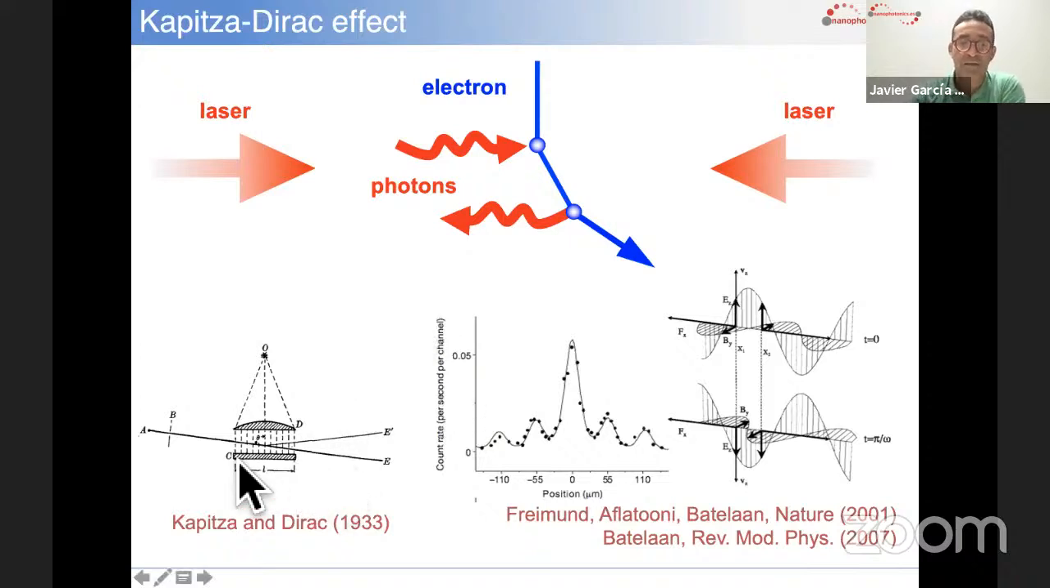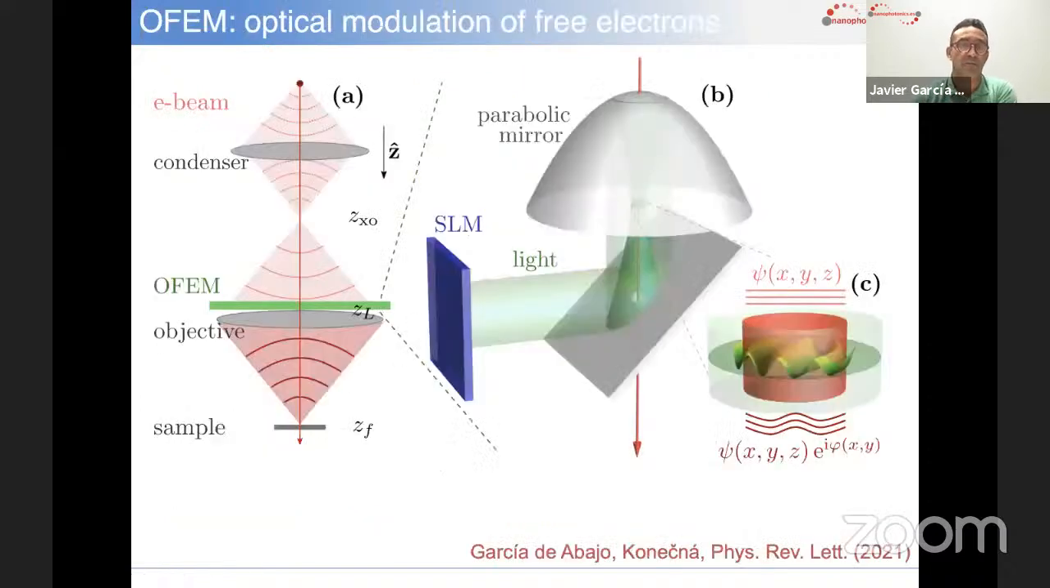So this was the effect that was predicted by Kapitsa and Dirac 90 years ago or so. Of course, at the time they thought that was impossible. There was not even the laser invented, so it was not possible to get this high intensity. But still, it's difficult, and it took about 70 years to make the experiment and actually observe this diffraction of electrons by light. Now this can be controlled a little bit better, increasingly better.